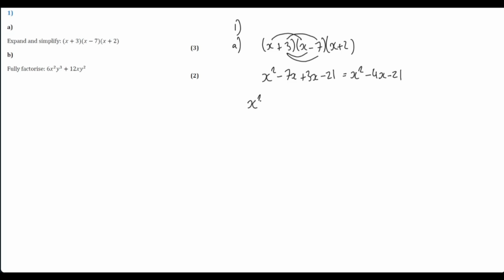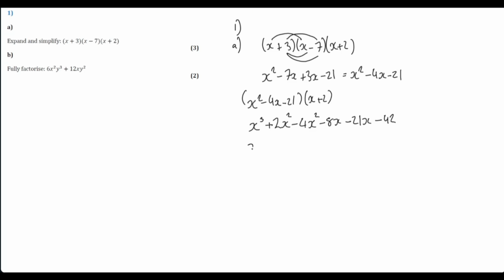Now I'm going to use this x squared minus 4x minus 21 to times by the third bracket. Okay, so doing the same thing again. X squared times x, that's x cubed. X squared times positive 2, that's plus 2x squared. I'm going to do the same with all the other terms. So that's minus 4x squared, then minus 8x, minus 21x, and then minus 42.